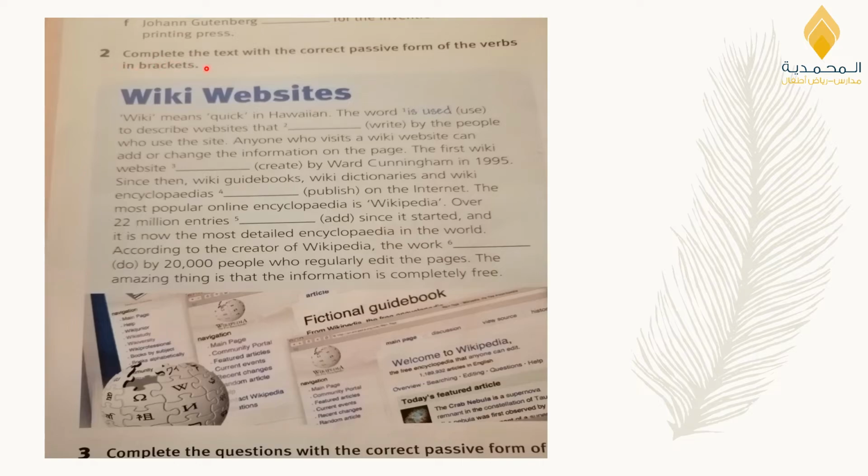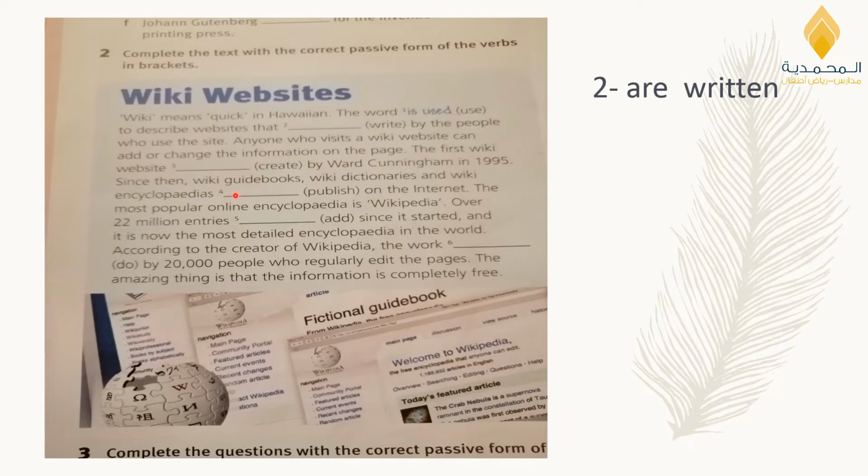Exercise 2. Complete the text with the correct passive form of the verbs in brackets. Wiki websites. Wiki means quick in Hawaiian. The word is used to describe websites that are written by people who use the site. So what's the correct form of the passive? Yes, are written. Anyone who visits a wiki website can add or change the information on the page.